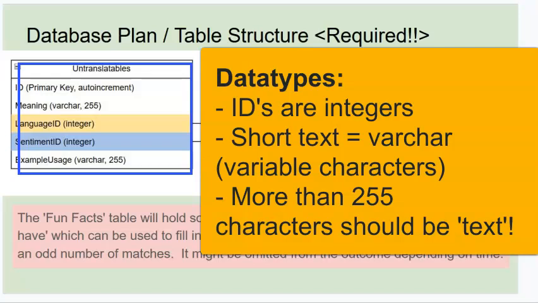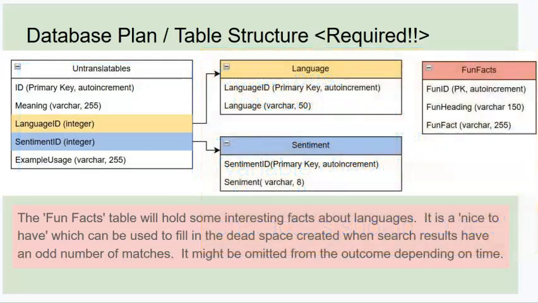My main table, my untranslatables, has got an ID, which is a primary key that's going to be auto-incremented. It's got the meaning column, a language ID, a sentiment ID, and an example ID. You'll notice that anything that is an integer is labeled as such, and anything that's text right now is variable character, and that is capped at 255 characters. If you had a longer piece of text, you need to change that data type from varchar to text.